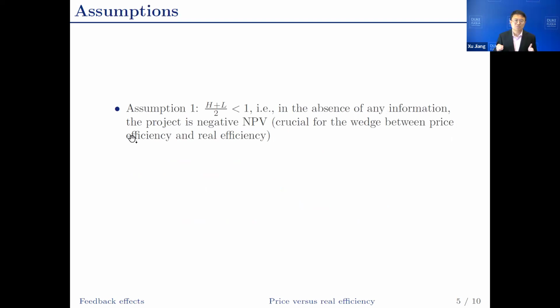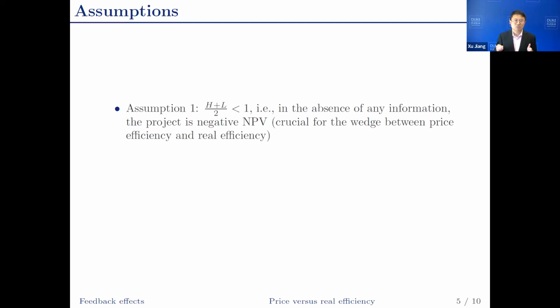Now we're going to make some assumptions here. The first assumption states that in the absence of any information, the project is negative NPV. We're going to see that this assumption is crucial for the wedge between price efficiency and real efficiency. To see why this assumption implies negative NPV, note that in the absence of any information, we rely on prior beliefs. The prior belief is that the return is going to be H with probability 1/2, and L with probability 1/2.